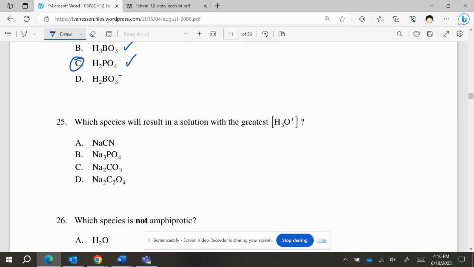Which species will result in a solution with the greatest hydronium concentration? That means the strongest acid. And these are all bases, actually. Not even one of them has an H in there. But since these are all bases, if we find the weakest base, that'll have the greatest amount of acid in it, or the greatest amount of hydronium.